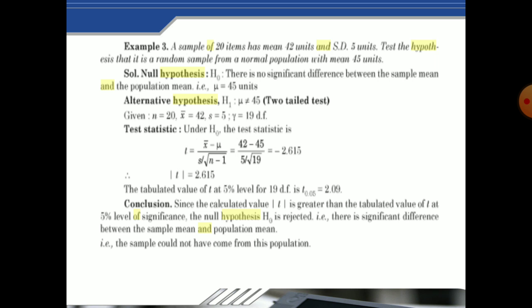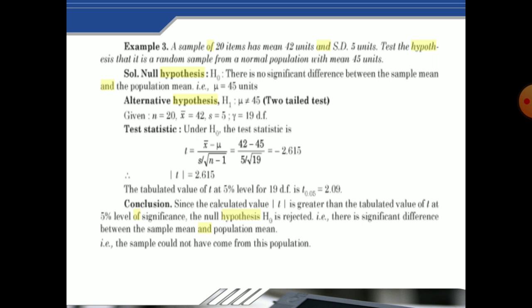So what will be your first task? Null hypothesis, right? So what will be your null hypothesis? That there is no significant difference between the sample mean and the population mean, that is mu is 45 units. And what will the alternate be? H1, that is mu is not equal to 45. That is your two-tailed test. Here you can also take a one-tailed test, that mu is greater than 45 or mu is less than 45.